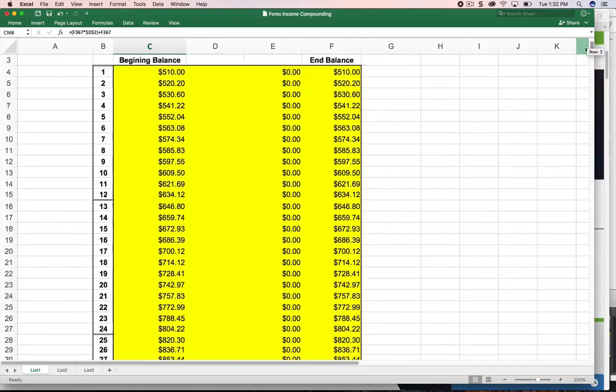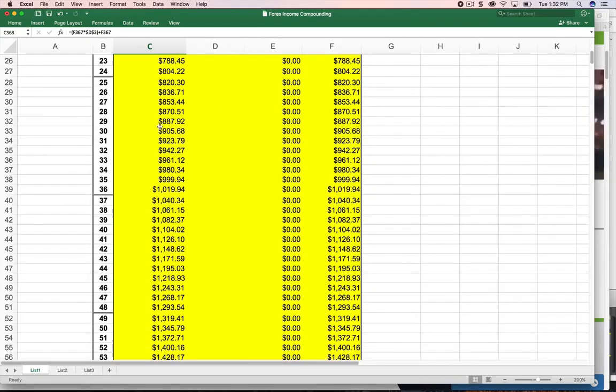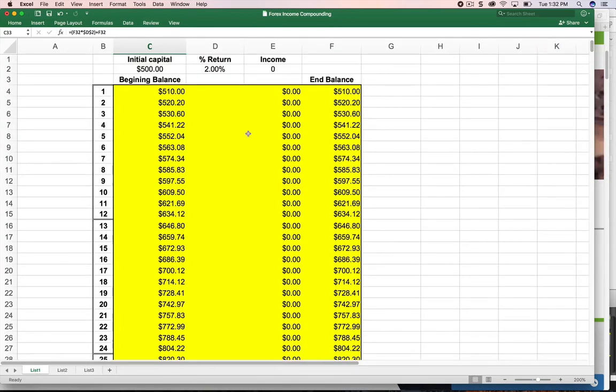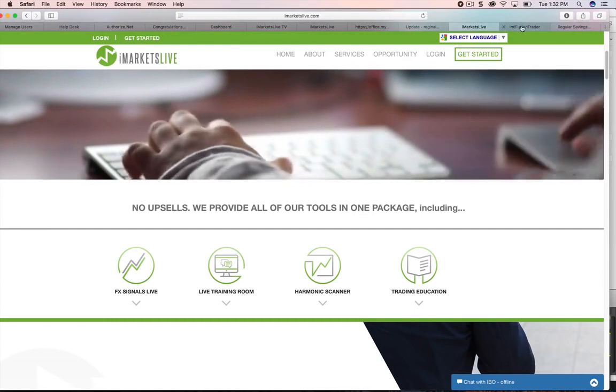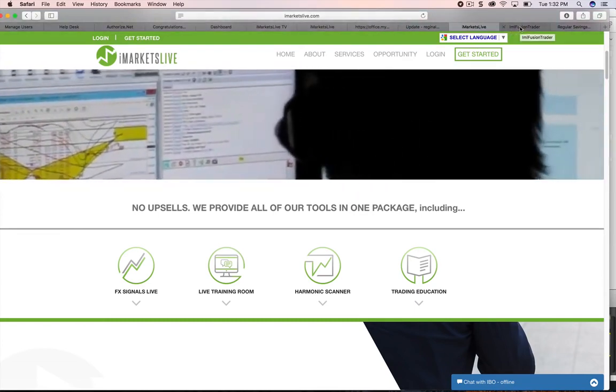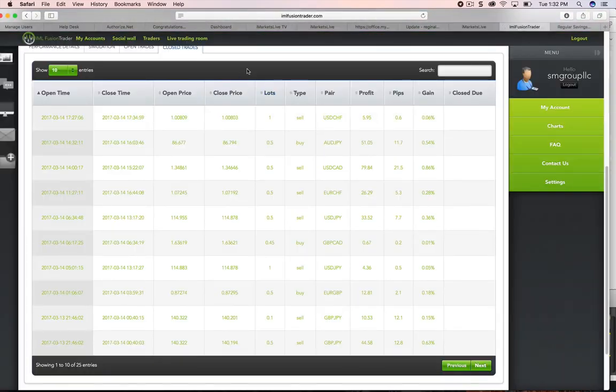If you do this 2%, guys, at the end of 30 days, your membership is paying for itself. You almost had 200% growth. The membership is paying for itself. It's worth it. You have professional traders trading on your behalf with the Fusion Trader. It's worth it. You're getting a 7-figure skill set and 7-figure training, so it's worth it.